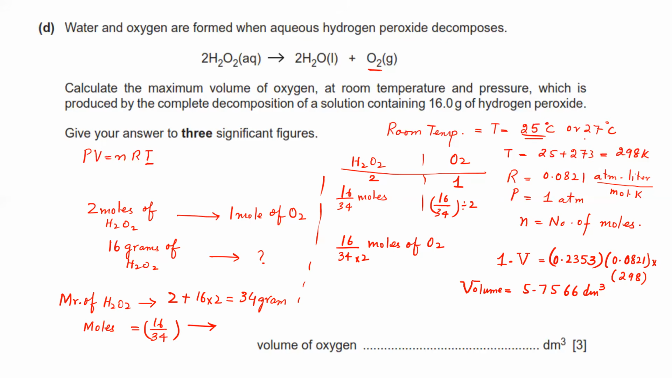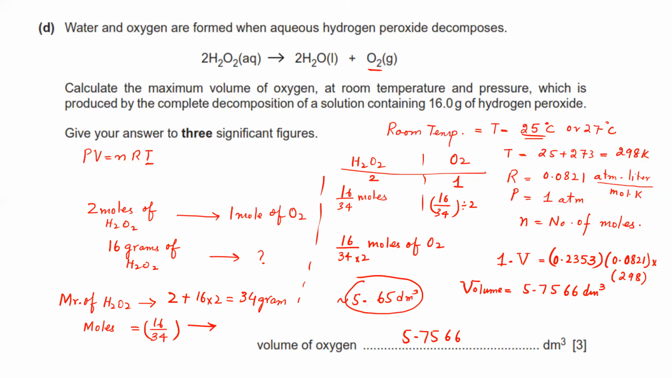Another way, some people use 27 over here, so they multiply it by 300. So if you have used 8 as the value, the answer would be 5.7566 decimeter cube. In the marking scheme, you will see the answer 5.65 decimeter cube. This answer is also fine. Since it's in the marking scheme, it is good. So it is 0.23 multiplied by 108 multiplied by 298.